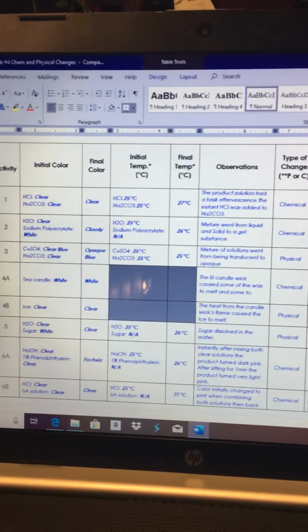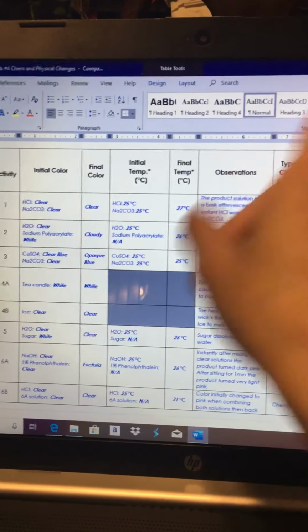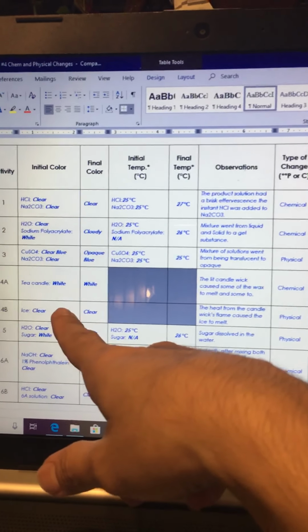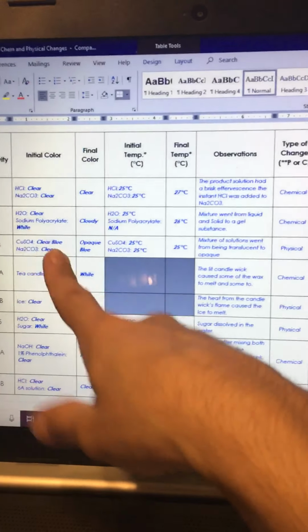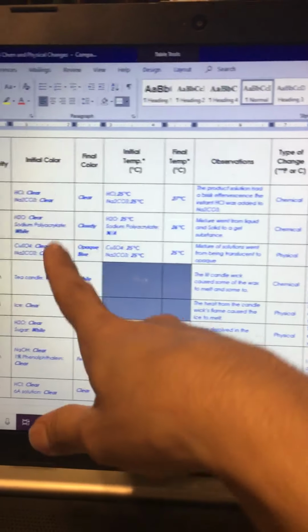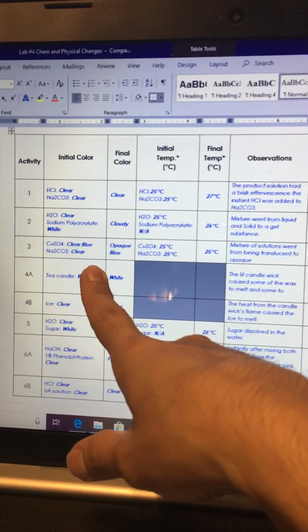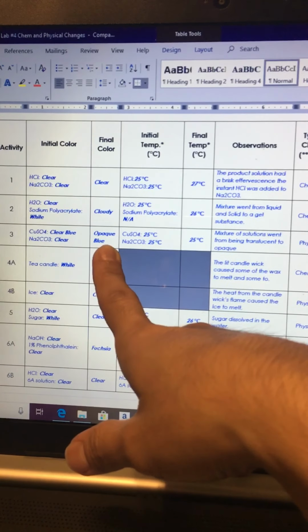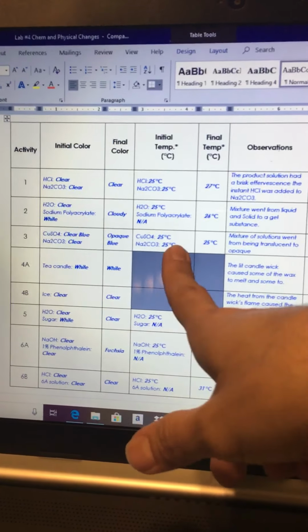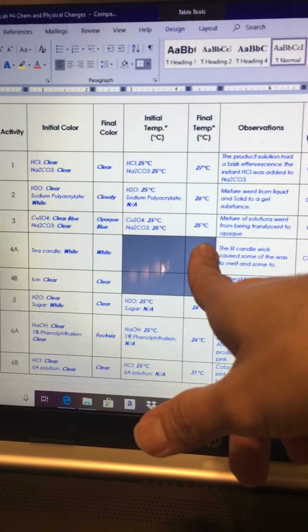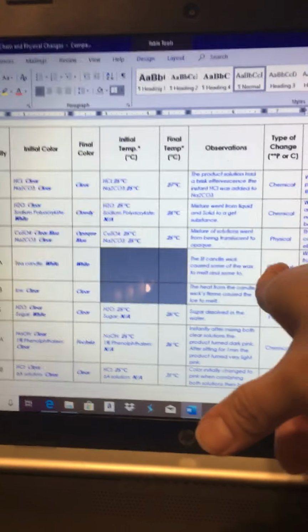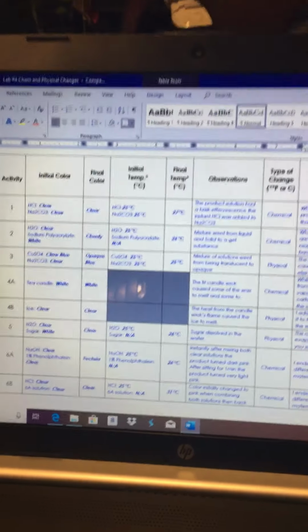For the third activity, I mixed copper(II) sulfate and sodium carbonate. And so here are my initial colors, the final color for the product solution, my initial temperature, and my final temperature. And for this one, I put that it was only a physical change.